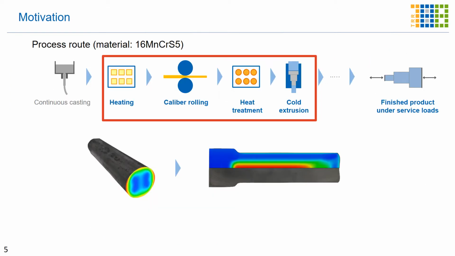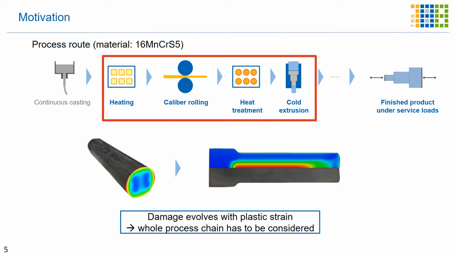If we now want to assess the damage in a cold extruded part, we need to take a look at the whole process route, which consists of continuous casting, heating, caliber rolling, heat treatment, and the actual cold extrusion step. Like I mentioned on the slide before, damage evolves with plastic strain, which is the reason why we have to take a look at each and every single process along the process route. Within the Collaborative Research Center, we focused on the caliber rolling step and the cold extrusion.